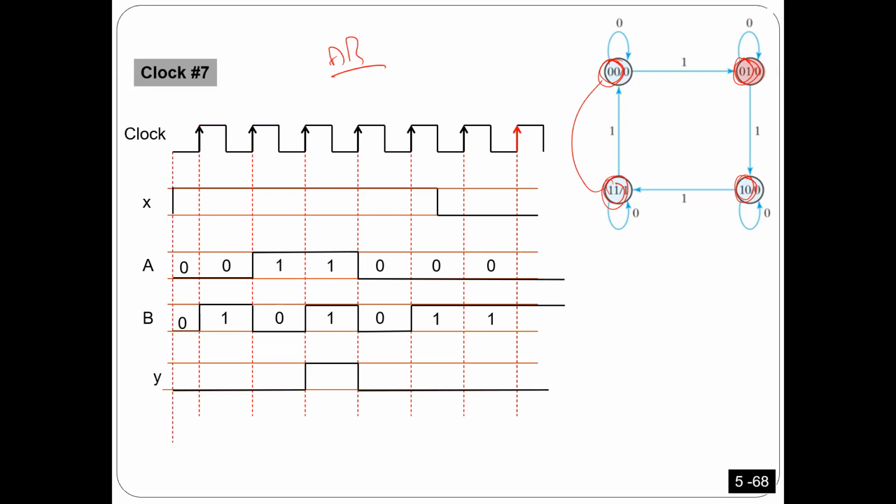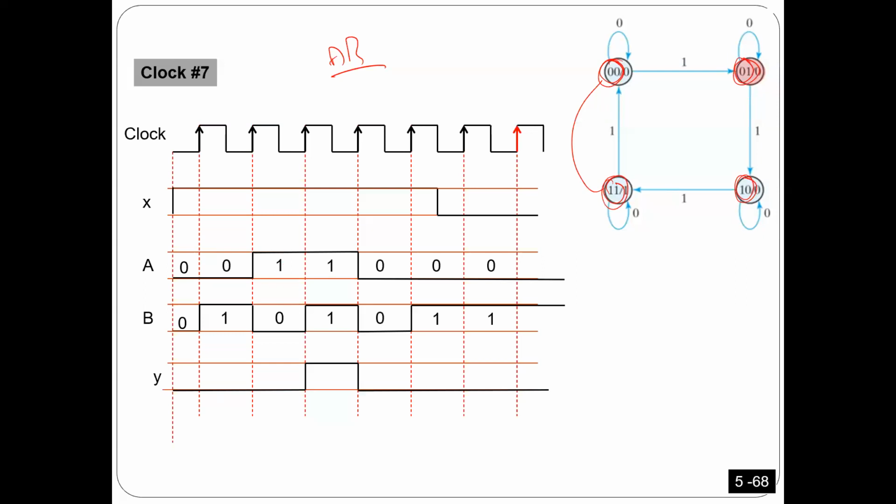What is the purpose of X? You can look at any time when X is 0. What happens? If I'm here and X is 0, I'm going to stay here. So it's like pausing. You pause it. You stop counting. You stop, pause it, right? So by this way, as long as X is 1, it's going to count 0, 1, 2, 3, and then 0, 1, 2, 3, and so on.